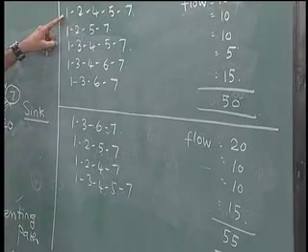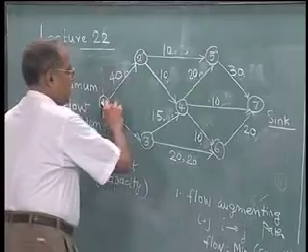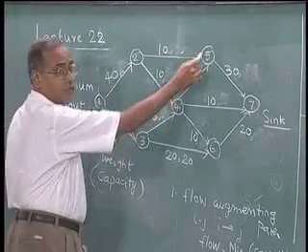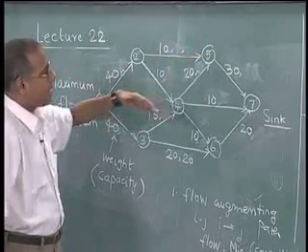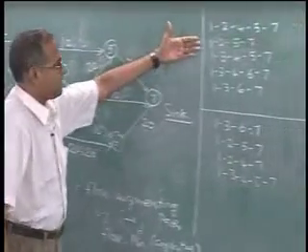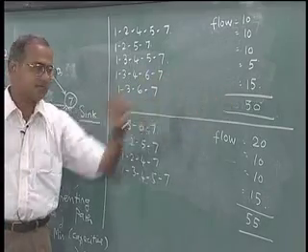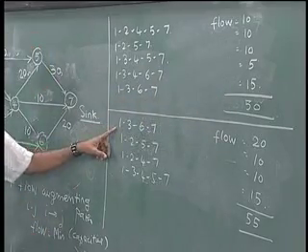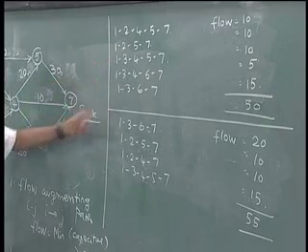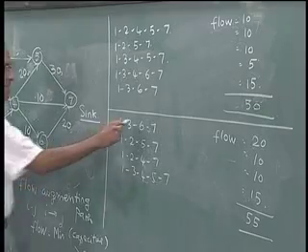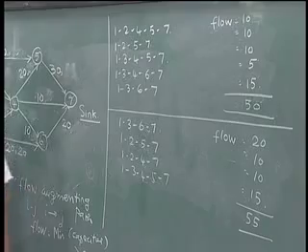We first considered 1 to 2, 2 to 4, 4 to 5, 5 to 7 with flow equal to 10, and then we considered the other paths in this order and we obtained a flow of 50 units. We also worked out the same problem by considering the paths in a different order. Now with these 4 paths we were able to get 55 units.